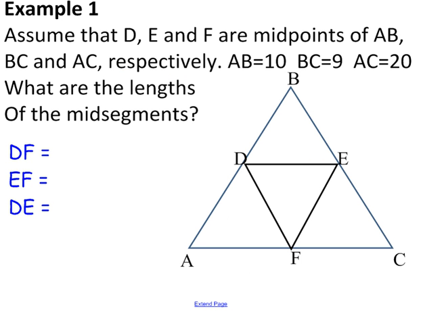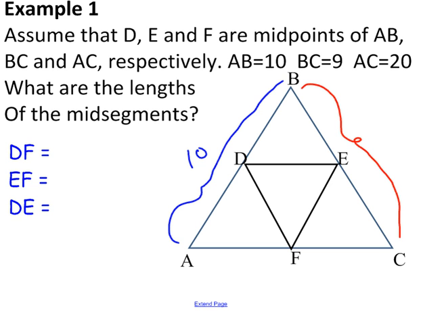Let's look at our first example. It says, assume that D, E, and F are midpoints of AB, BC, and AC respectively. AB is equal to 10, so I'm going to go ahead and label that 10. So that whole side AB is 10. BC is equal to 9. So this side is 9. And it says AC is 20. So this whole side is 20. What are the lengths of the mid-segments?